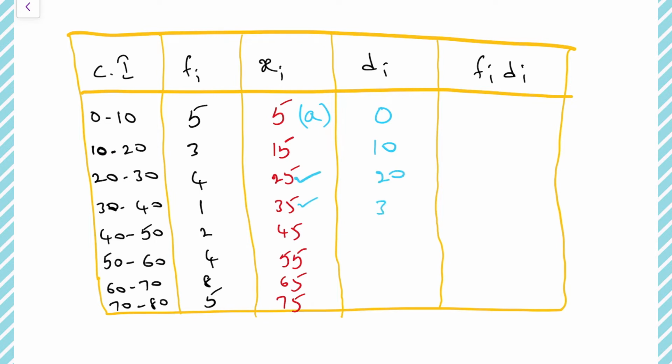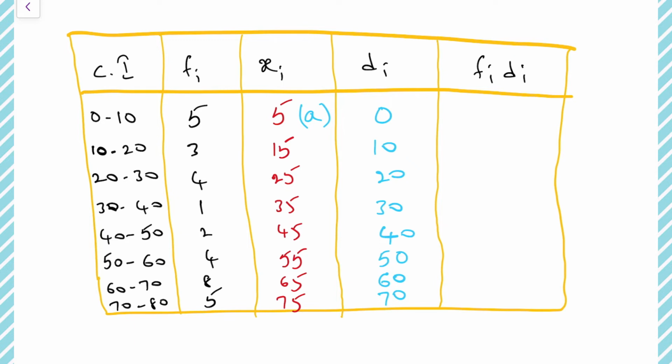35 minus 5, 30. 45 minus 5, 40. 55 minus 5, 50. 65 minus 5, 60. 75 minus 5, 70. That's it. So from every number of xi we need to subtract the a which we took. So what happens if we take the a value from the middle somewhere?